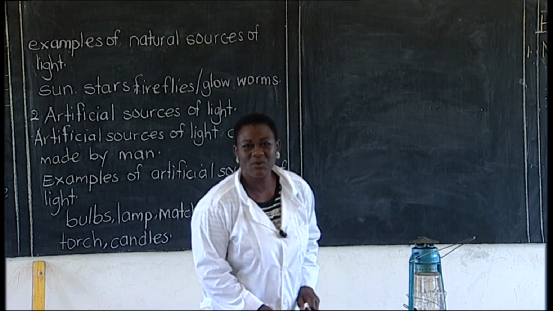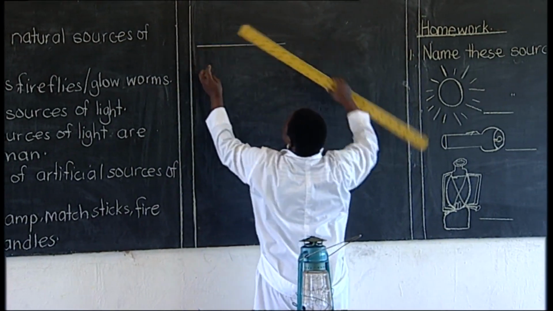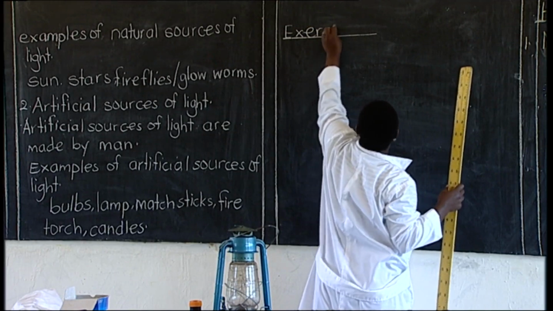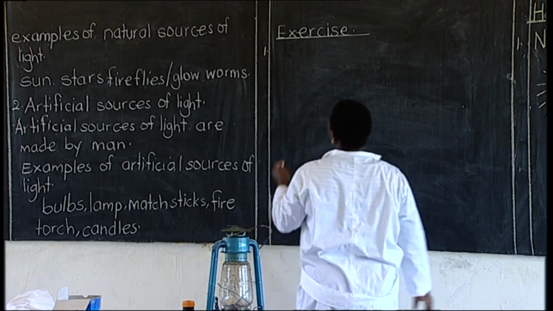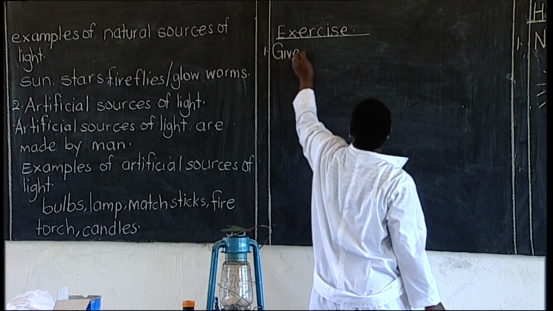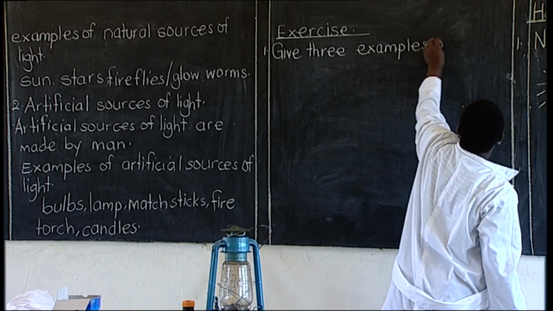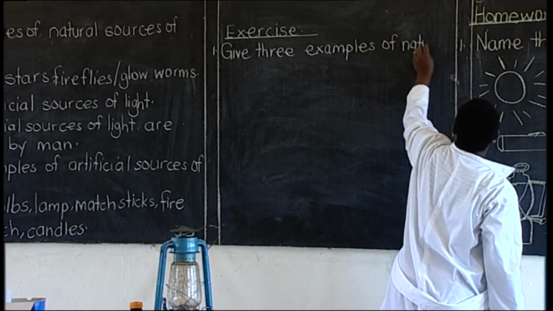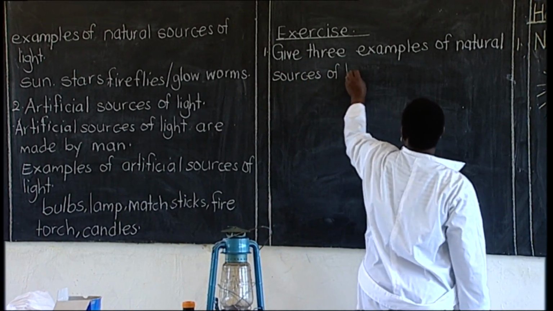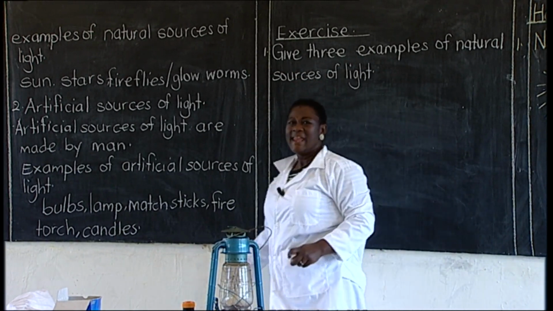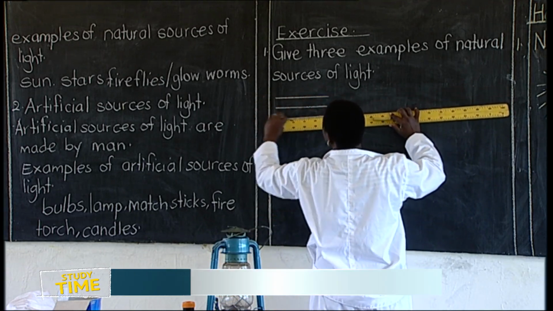Now, try this work here, okay? Get your book. Make sure you print. You write properly, better than me. Your book has to be neat. Give three examples of natural sources of light. Remember, we have said natural sources of light are the ones created by God.